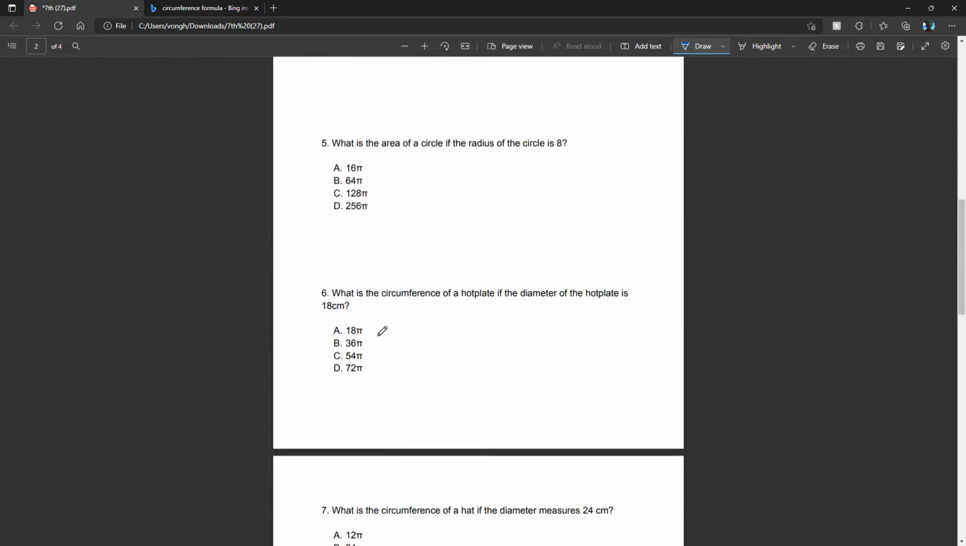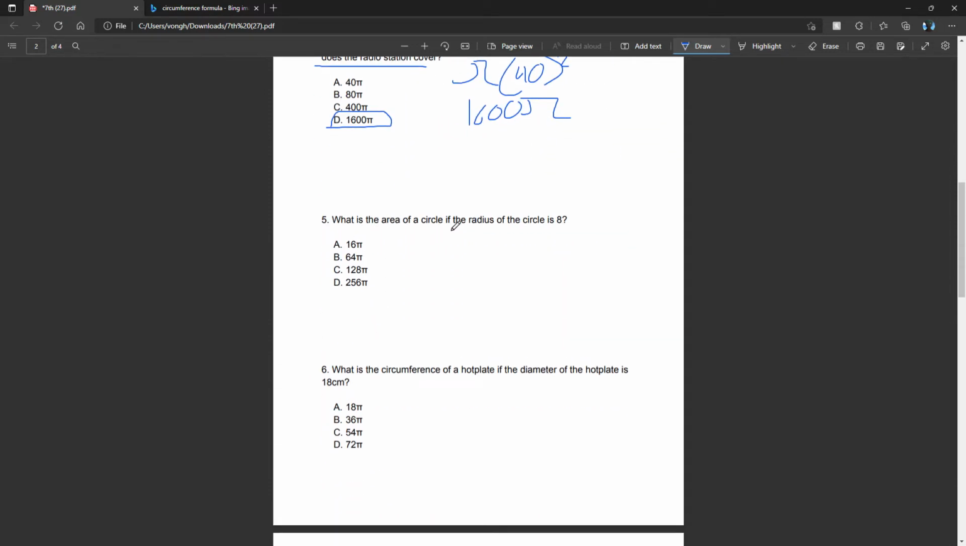Okay, number 5. What is the area of a circle if the radius is 8? So we would just do 8 squared times pi, and that would get us 64 pi. So the answer is B.